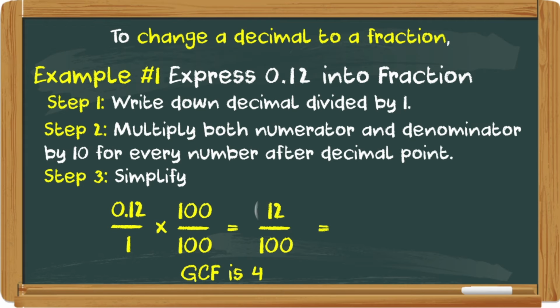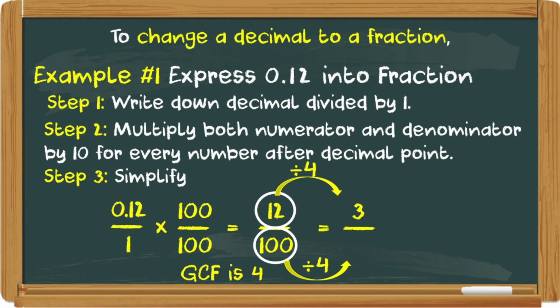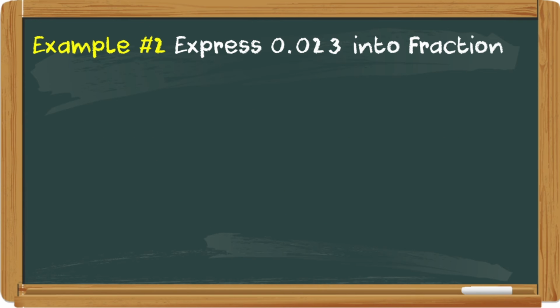Dividing 12 by 4 is 3. And dividing 100 by 4 is 25. Giving us the final answer, which is 3 over 25. Example number 2. Express 0.023 to fraction. So step 1, divide the decimal by 1. So magiging 0.023 over 1.